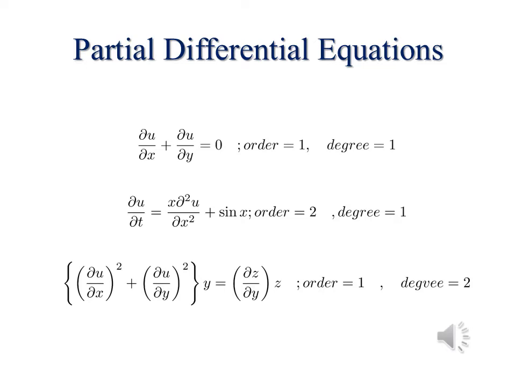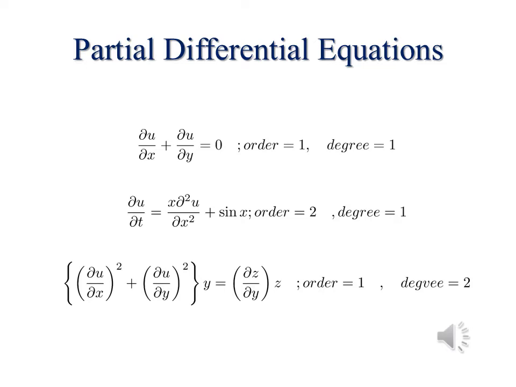In the first equation you can see the highest partial derivative included in this particular example is of first order, so we can say its order is 1. Also it has power 1, so it is a first order partial differential equation with degree 1. In the second example you have a second order partial derivative involved in the equation, so order equals 2, and its power is 1, so degree equals 1.